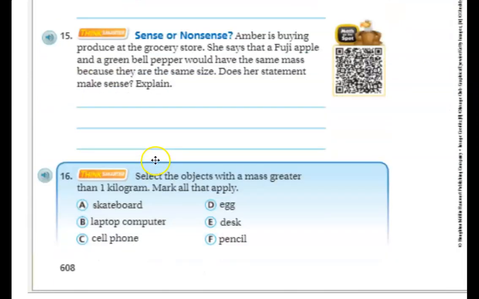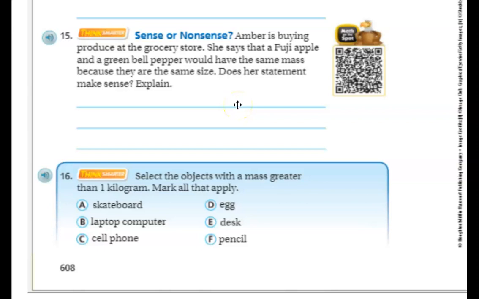All right, so 15 cents or nonsense. Amber is buying produce at a grocery store. She says that the Fuji apples are so delicious, and a green bell pepper would have the same mass because they're the same size. Oh, okay. Well, a Fuji apple, think about what it's filled with. And then think about a green bell pepper and what it's filled with.